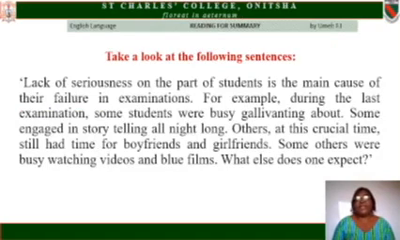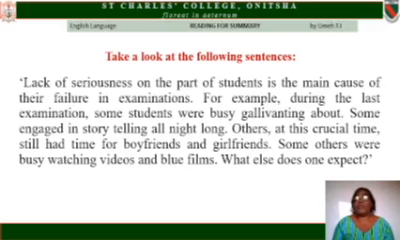The sentence says, lack of seriousness on the part of students is the main cause of their failure in examinations. For example, during the last examination, some students were busy gallivanting about. Some engaged in storytelling all night long. Others, at this crucial time, still had time for boyfriends and girlfriends.